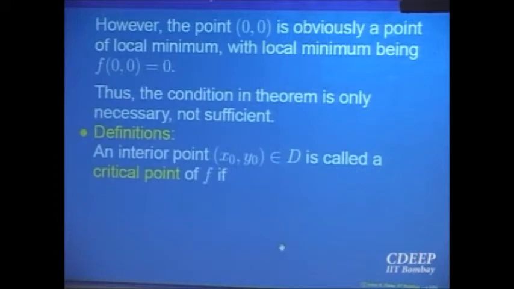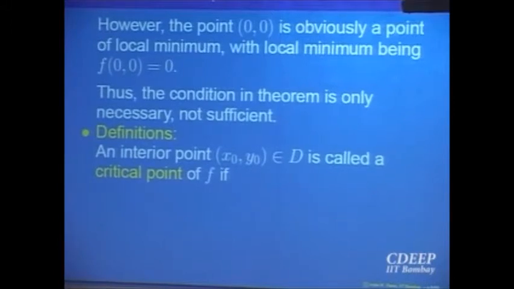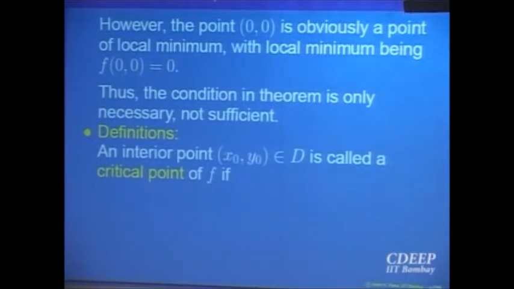Let us define, like in one variable, where we said the points where the function may not be differentiable, or the interior points where the function is differentiable and the derivative is equal to 0, were called the critical points for a function of one variable. The same we do for a function of two variables. The function is given in a domain. Look at the interior points where the function either is not differentiable, in the sense that either of the partial derivatives does not exist, or both partial derivatives exist and are equal to 0. These are the critical points for the function. These are the possible points where the function can have a local maximum or local minimum.